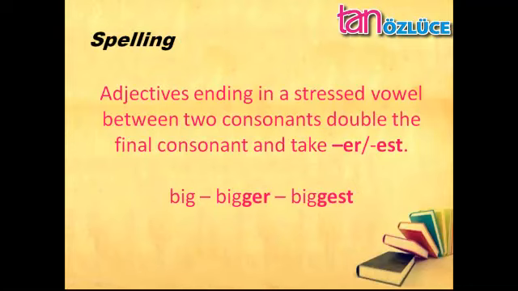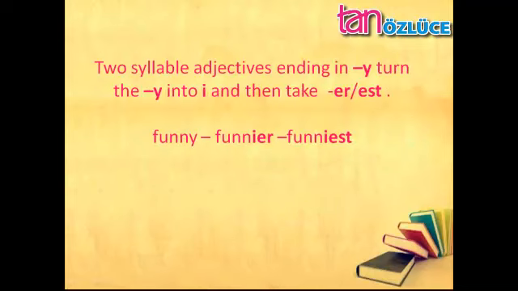And there are some spelling changes, my dears. If there is one vowel followed by one consonant at the end of the adjective, we often double the consonant. Big, bigger, the biggest. We double G, okay? We use double G, bigger. And this was the first spelling rule, and we will go on with another one.